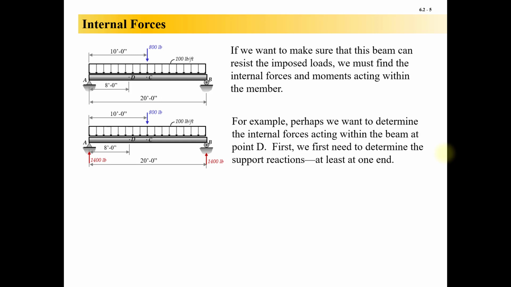For example, maybe we want to find the internal forces acting within this beam at point D, which is this point right over here. To do that, we would first need to determine the support reactions, at least at one end, and that's because we're going to need to cut a free body diagram. We have to have those external reactions determined, at least the ones that are going to be on our free body, because we're not going to be able to solve for the internal forces if we don't even know the external reactions.